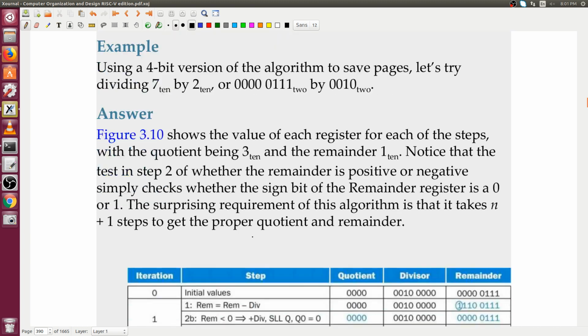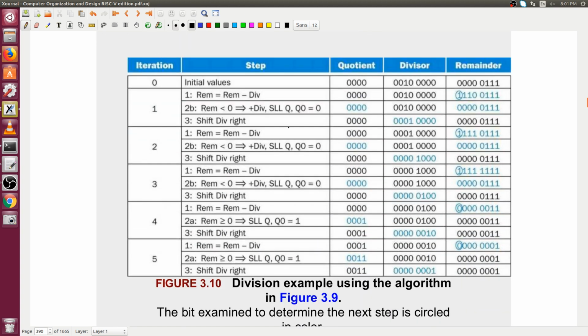Okay. So here they go through another example of using the divide algorithm, and they show at every single point exactly what it looks like. So we can look through a couple of these. Initially the quotient, of course, is 0 because we haven't divided anything yet. The divisor is, let's see, 8, 16, 32. And the remainder is pre-initialized with what we're dividing. So 0, 0, 0, 1, 1, so this is going to be 7.